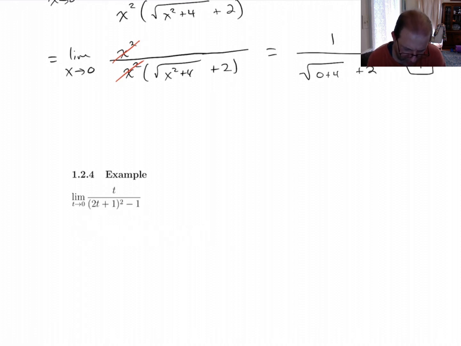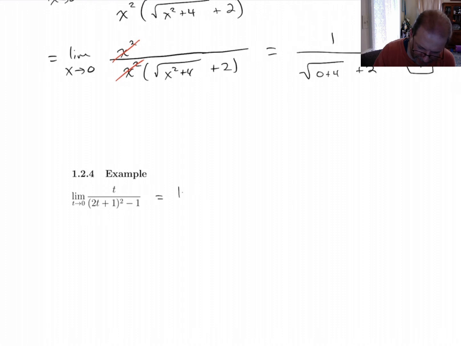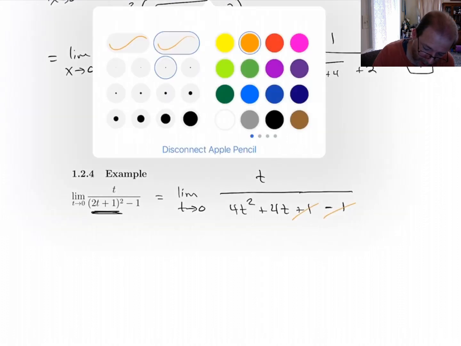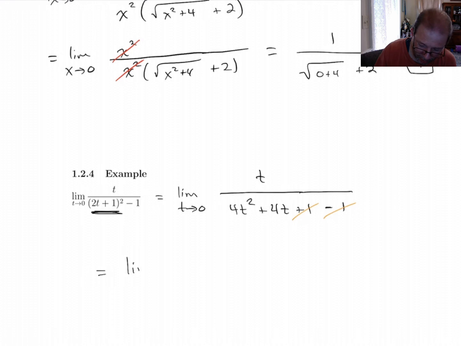So instead, let's do this. Let's multiply this thing out on bottom. T goes to 0. On top, I've just got t. On bottom, if I square this out, I get 4t squared plus 4t plus 1, and then the minus 1 there. So I can cancel the minus 1 and the plus 1. And I'm left with, t's going to 0, on top I've got t, and on bottom I've got 4t squared plus 4t.